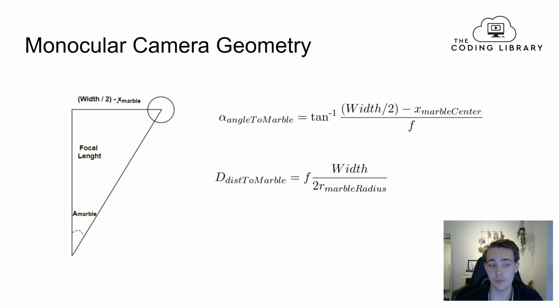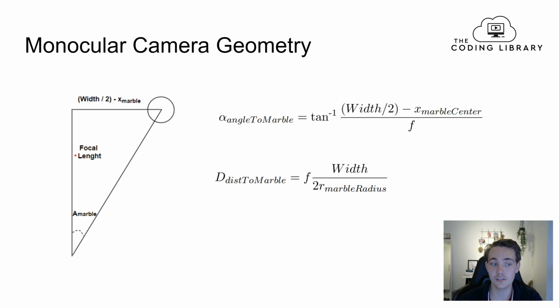So the only unknown parameter here is the angle towards the marble, this angle down here. We can calculate this angle, alpha to the marble, using the inverse tangent. Last time we used the tangent, but now we're using the inverse tangent of half the image plane minus the x value of the center of the marble, divided by the focal length that we calculated on the previous slide. Taking the inverse, or arctangent, of that value, we get this angle, which is the angle toward the marble, or the deviation from the center line to the marble.